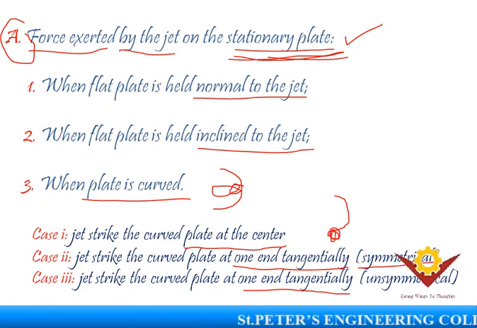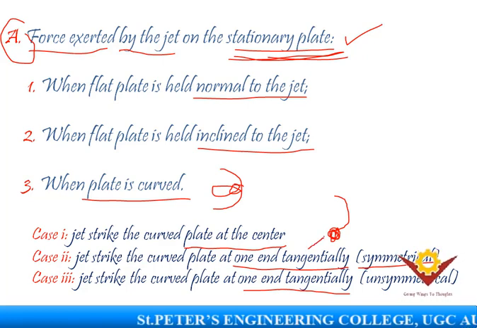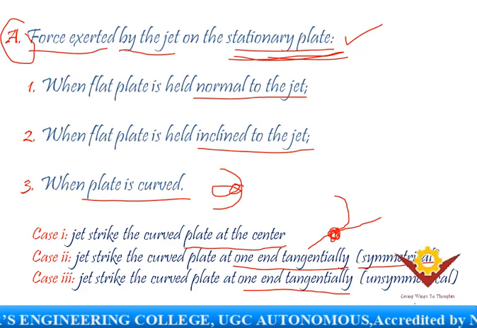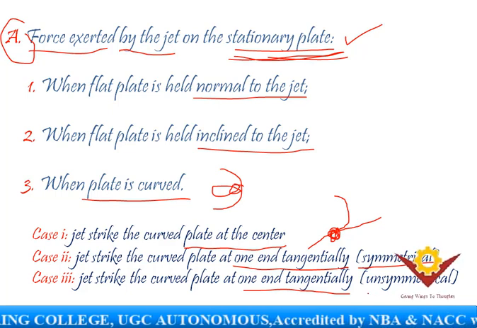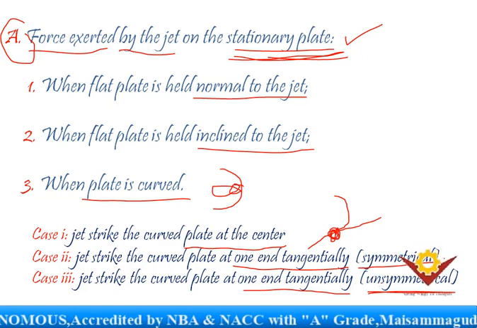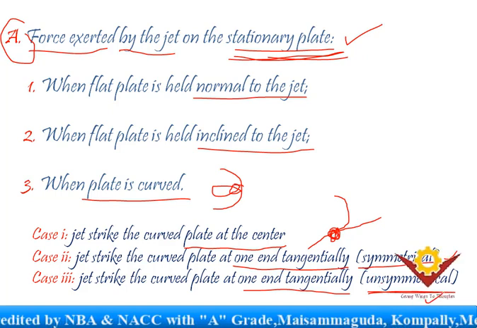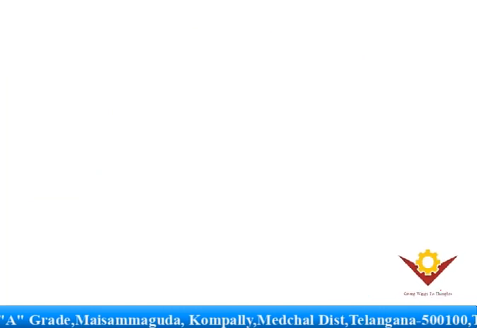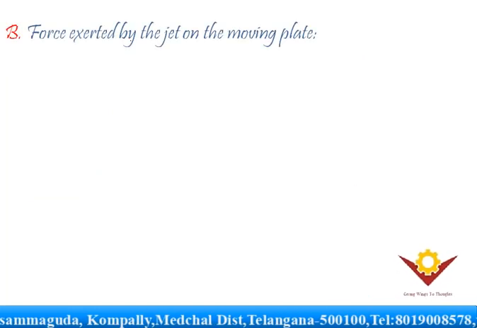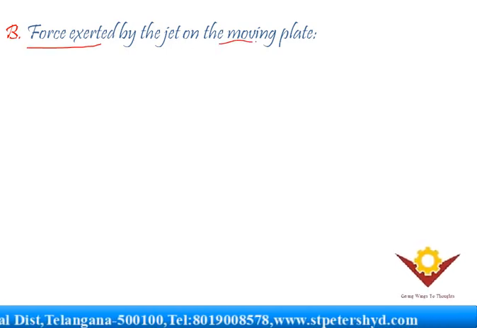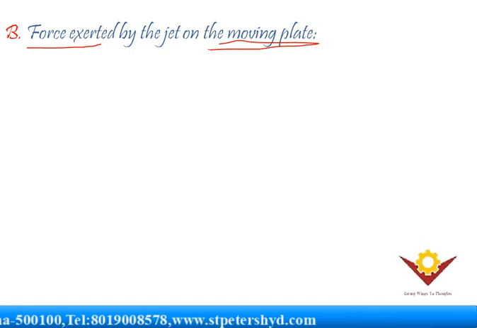Here you can see, right? This is your tip, and here your jet strikes, and that we call tangential. And here the plate is unsymmetrical. Clear? We'll see what is symmetrical and unsymmetrical in the coming sessions. Now coming to the second one, the force exerted by the jet on a moving plate, and this we'll discuss in the next session.